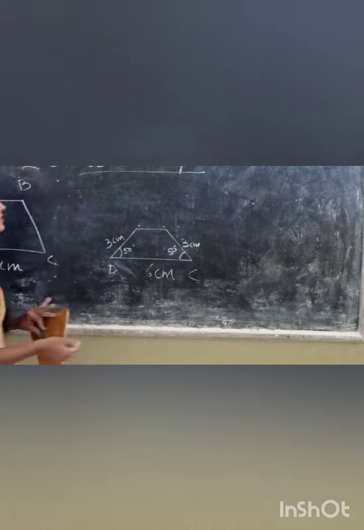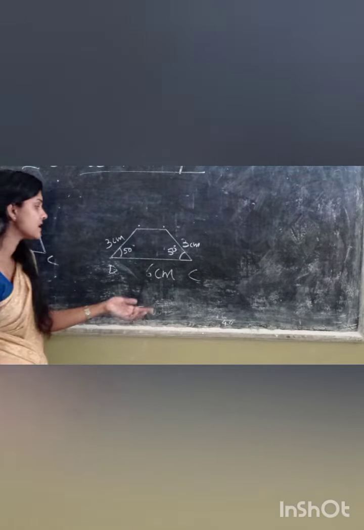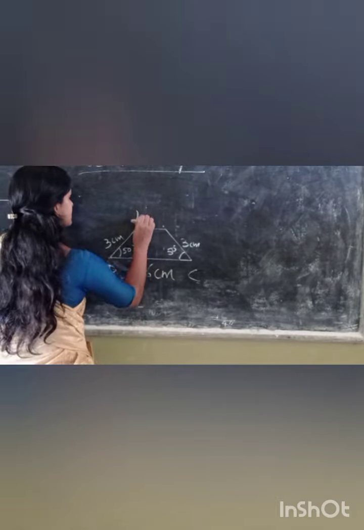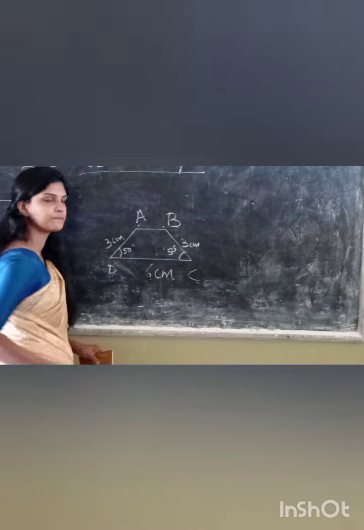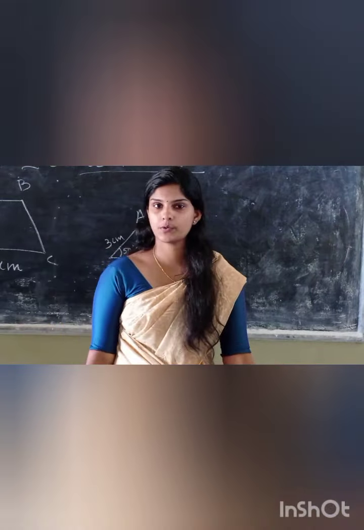Students, since the camera is not properly held, it was not clear what I have written on the board. 6 centimeters. You have to do this much only. You have to join the two polygons that were given, that is the isosceles triangle and the parallelogram, and erase the middle line. Understood? Now I can give you another activity.